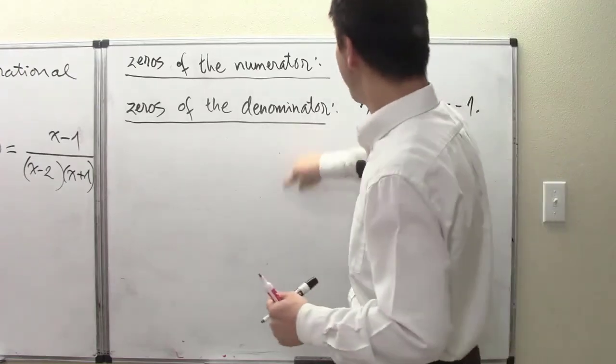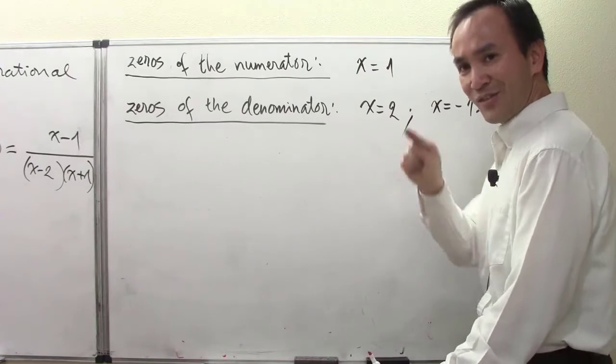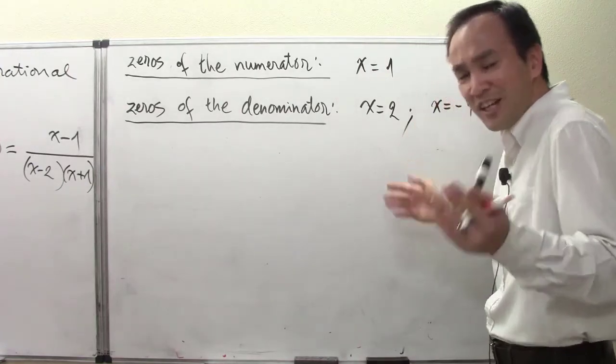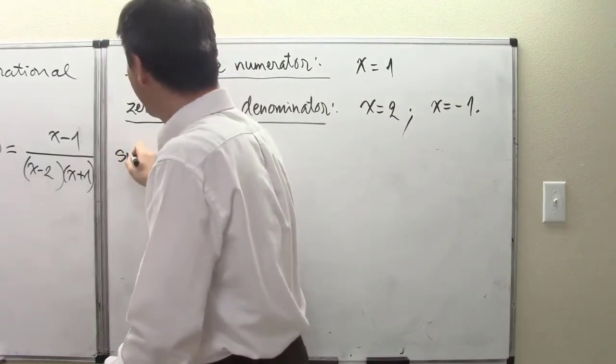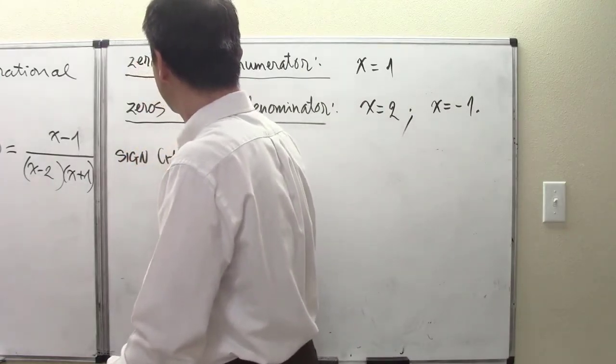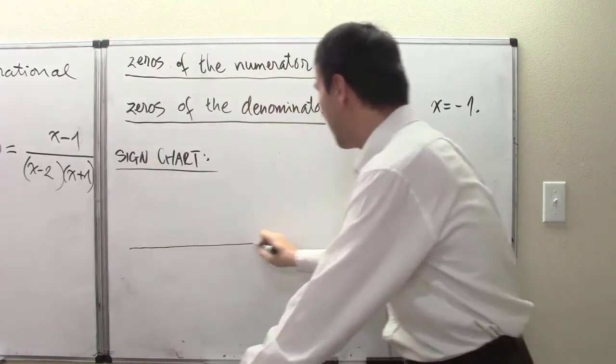All right, so now these are the zeros of the numerator and the denominator. We got 3. So now it's simply time for the sign chart. So now I'm going to put in the sign chart, and it's going to be done as follows: the entire line of real numbers.